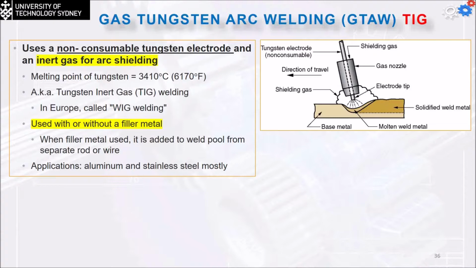The advantage is we are going to get high quality welds for suitable applications. No spatter, because we don't have filler metal going through the arc itself. And also little or no post-weld cleaning, because there is no flux present. We're usually using the gas.